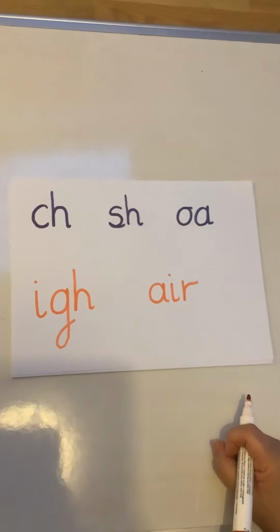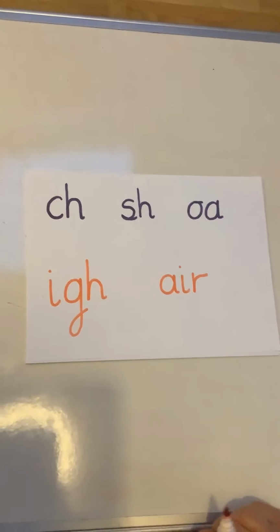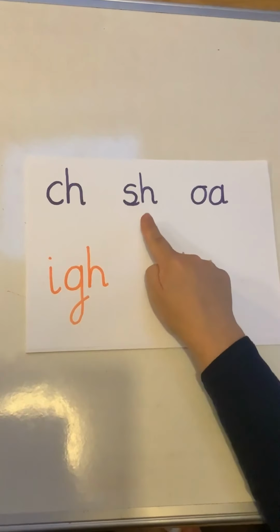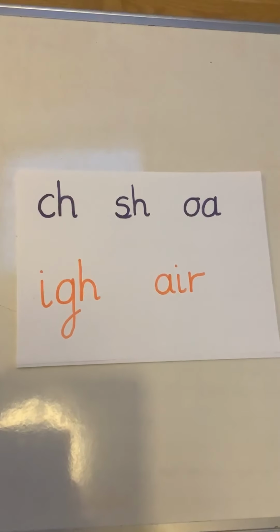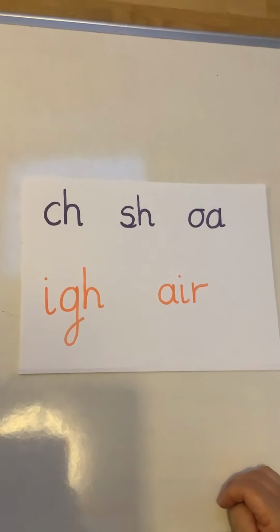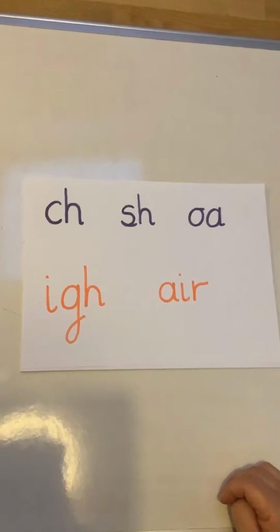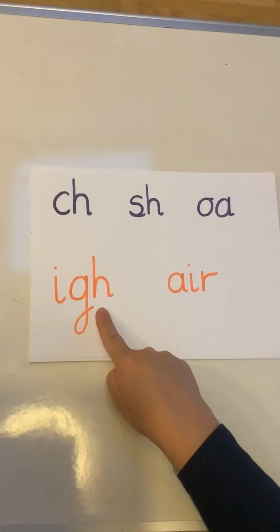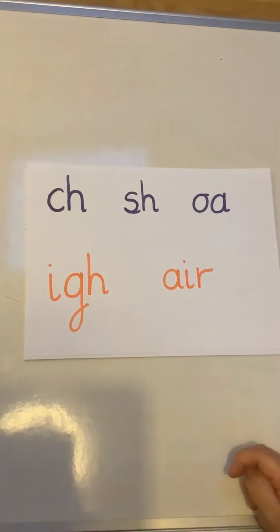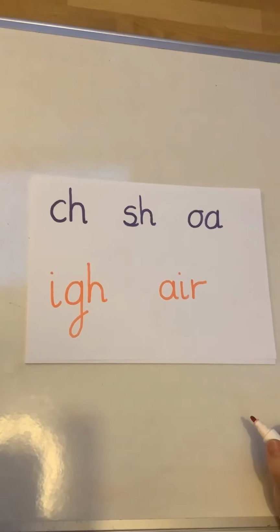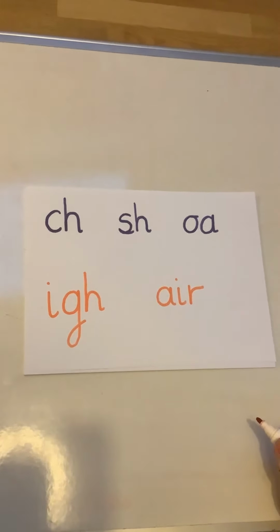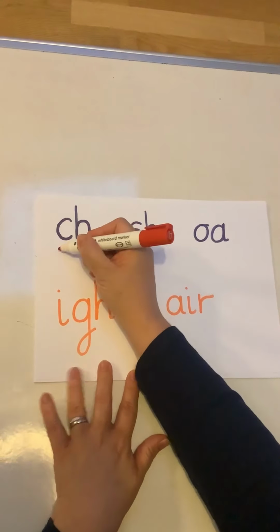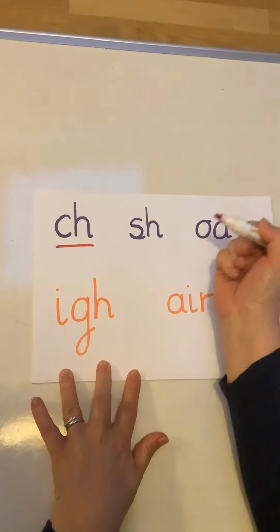These are called digraphs. For example, ch, sh, oo. Some sounds are written using three letters, and these are called trigraphs. For example, igh, air. The sound buttons for digraphs and trigraphs are different and are shown with a line. We call this a sausage.